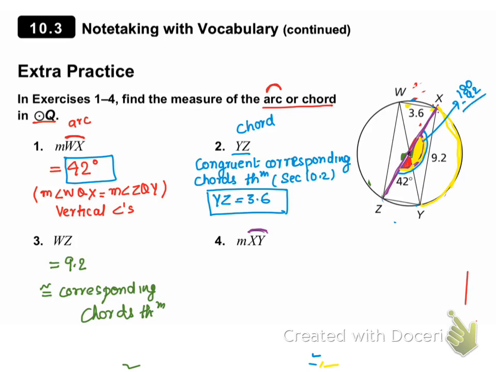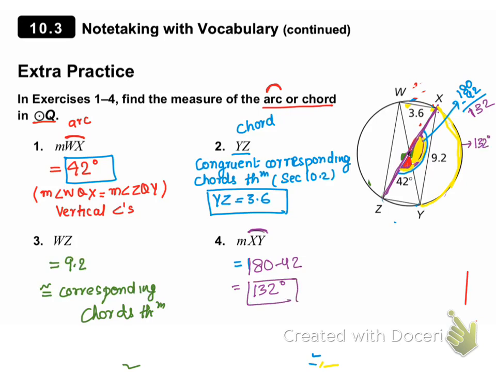So here it's the same thing. When we do it, 180 minus 42 is going to be 132 degrees. If this angle is 132 degrees, it means this arc is also 132 degrees.